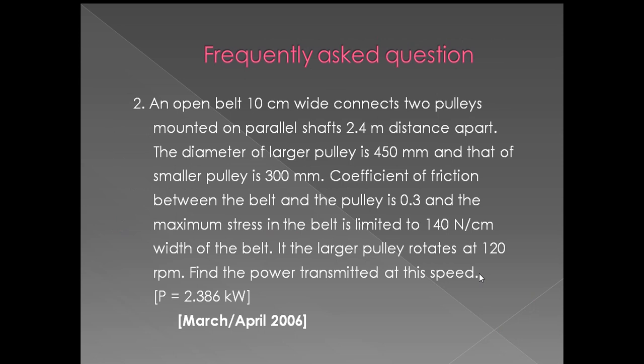An open belt 10 centimeter wide connects two pulleys mounted on parallel shafts 2.4 meters apart. The diameter of the larger pulley is 450 mm and that of the smaller pulley is 300 mm. The coefficient of friction between the belt and pulley is 0.3, and the maximum stress in the belt is limited to 140 Newton per centimeter width of the belt. If the larger pulley rotates at 120 rpm, find the power transmitted at that speed.